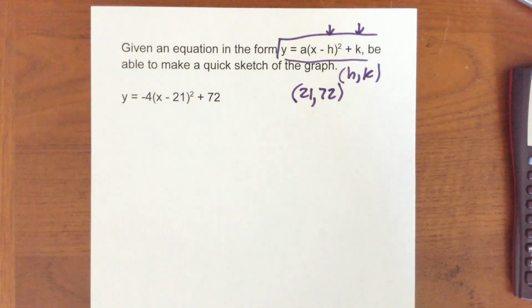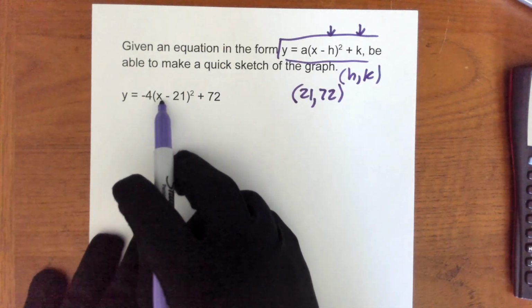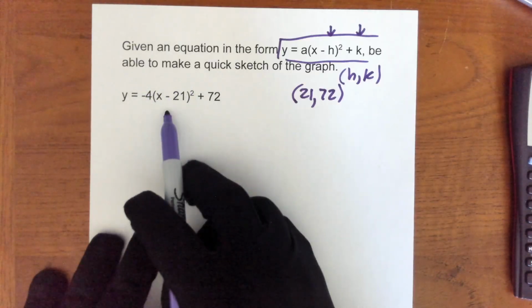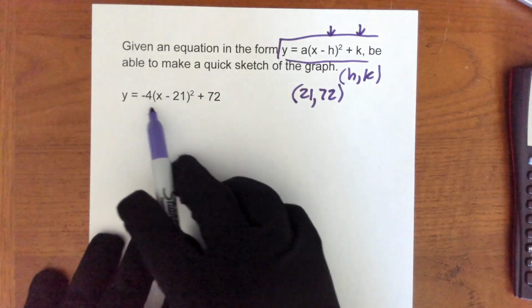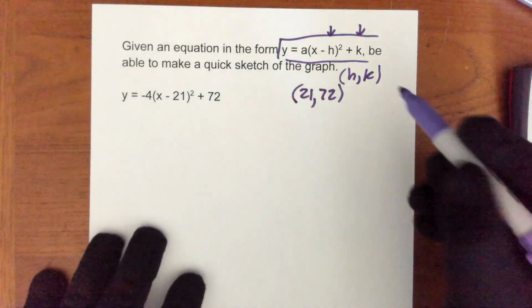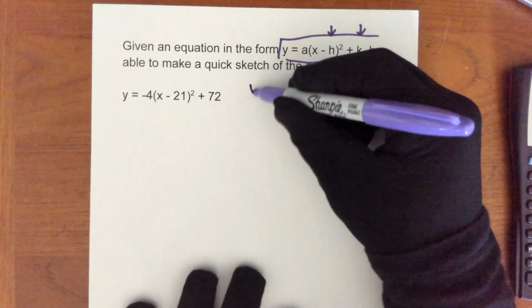So that explains why the point is on the graph, but also why it is the vertex of the graph. This negative 4 means that any other x that we put in there, we're going to have a negative value here. So all of my other values will be smaller than 72. 72 is going to be the highest point on this graph. Okay, so this is my vertex.